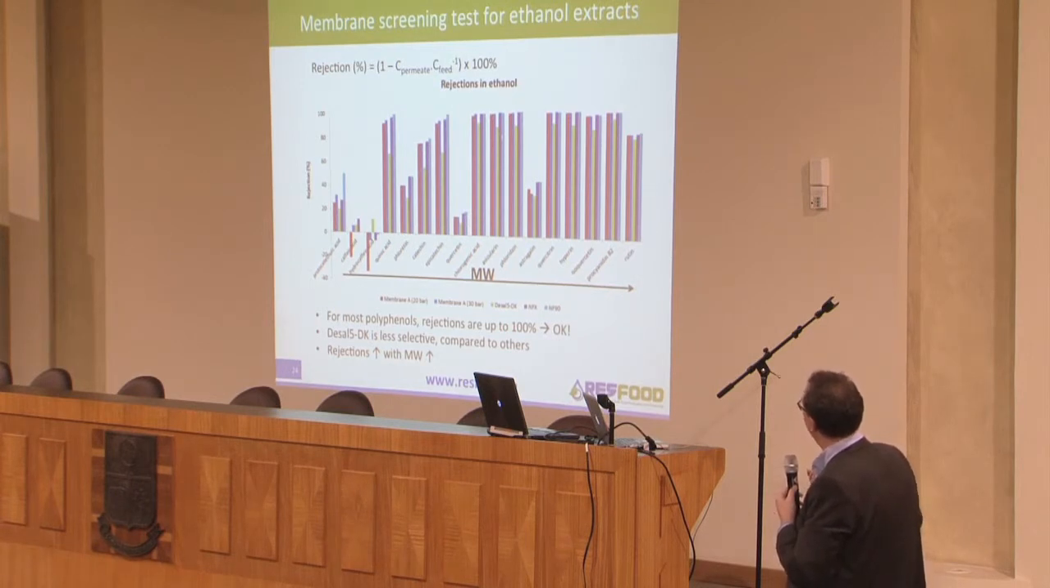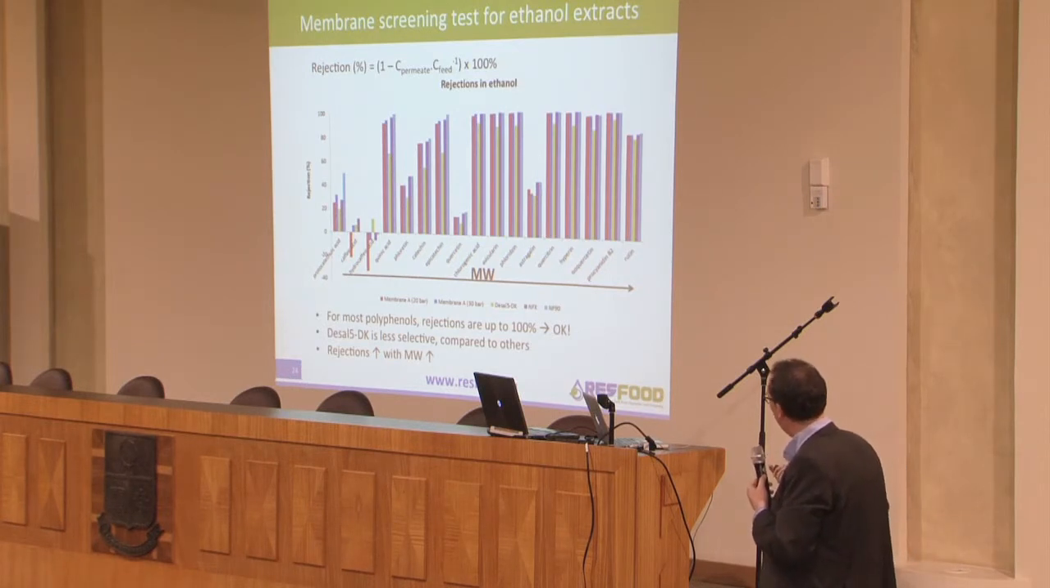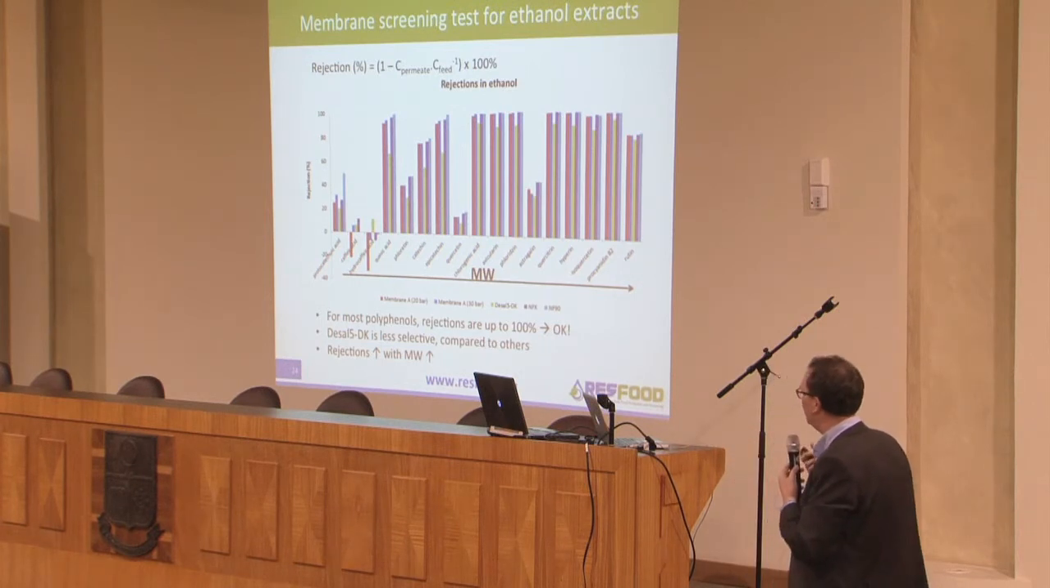The green membrane, the DL, showed some lower results compared to the others. So this was the worst membrane. What we also saw is that for smaller polyphenols, the rejections were not that nice. Also, these polyphenols were present in the apple palms at more or less lower concentrations.